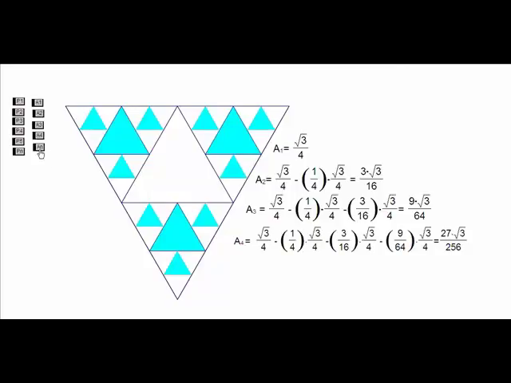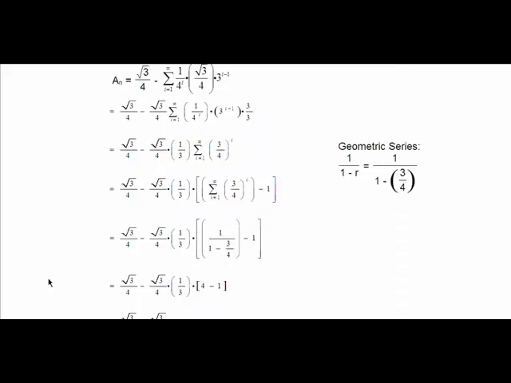By looking at the pattern, we can derive An to equal the square root of 3 over 4 minus the summation from i equals 1 to infinity of (1/4)^i times the square root of 3 over 4 times 3^(i-1). To cancel out the minus 1, we will multiply by 3/3 and simplify.